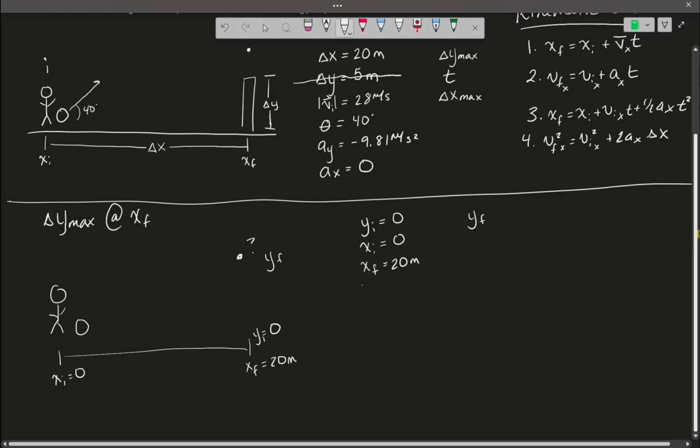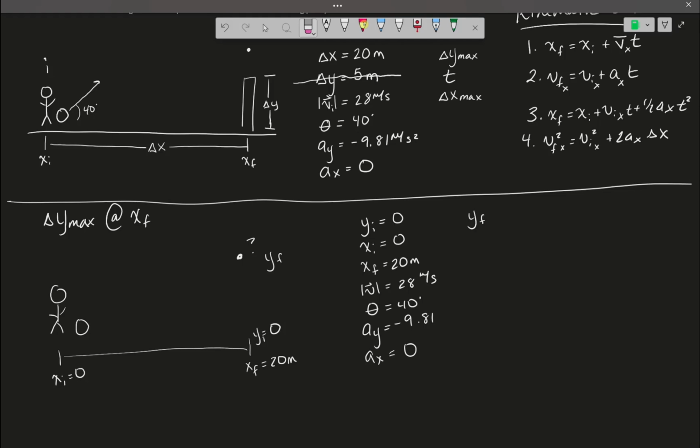I know that I have some initial velocity, and I can get the x and y directions from this information. And I know that I have an acceleration in the y direction and an acceleration in the x direction. So there's a few approaches that I could use to try to solve this problem. So let's just think about what we could solve for in the y direction, right? Because we want y final.